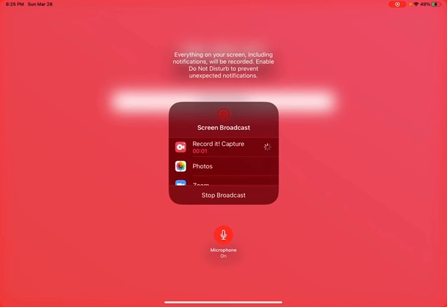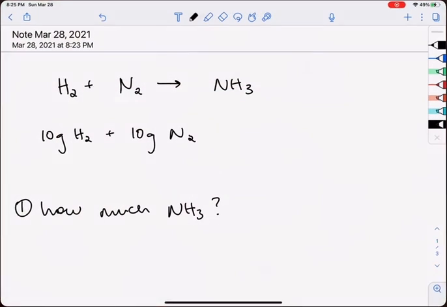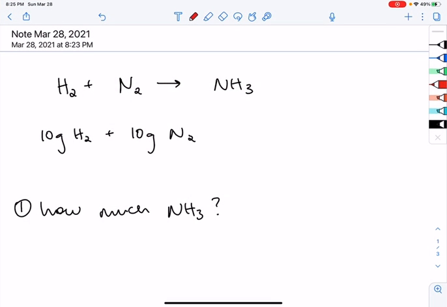Howdy y'all. Today we're going to do a quick review of limiting reagents and net ionic reactions. So for limiting reagents, hopefully at this point this is starting to feel a little boring, right? Because we've done it so many times, but it's probably one of the most important things that we'll do this year. So we're given an equation.